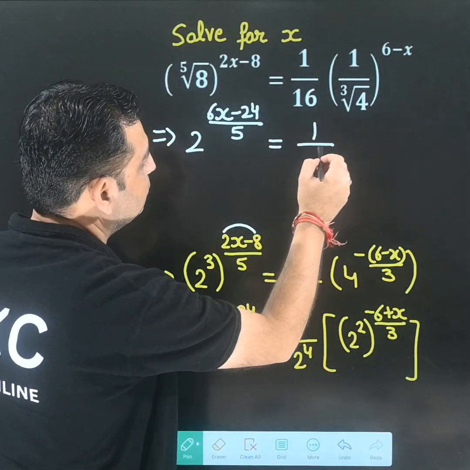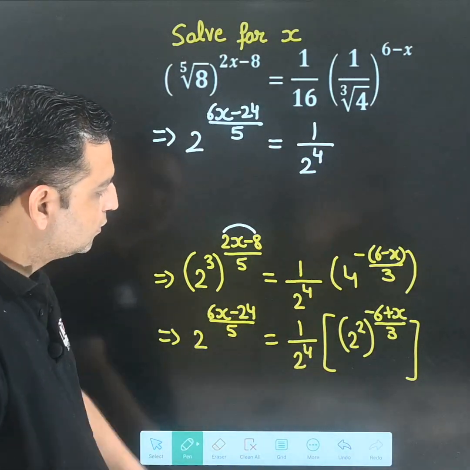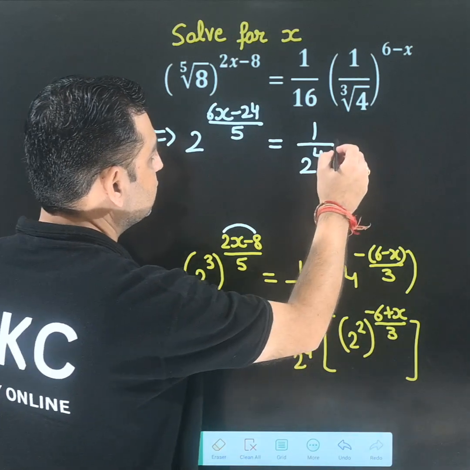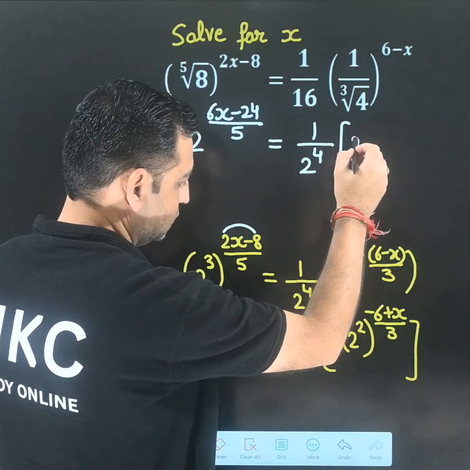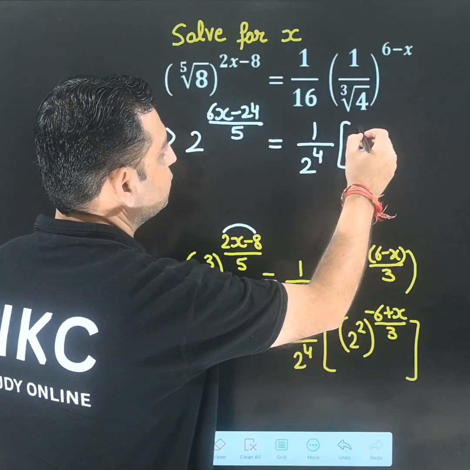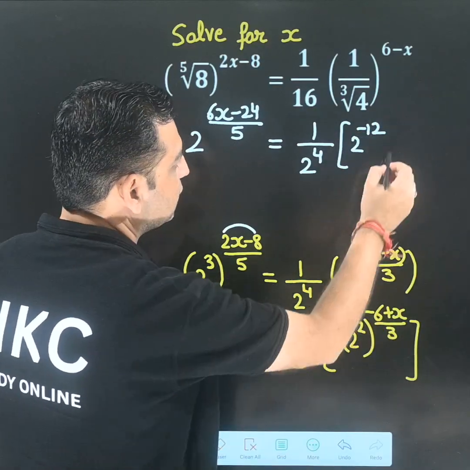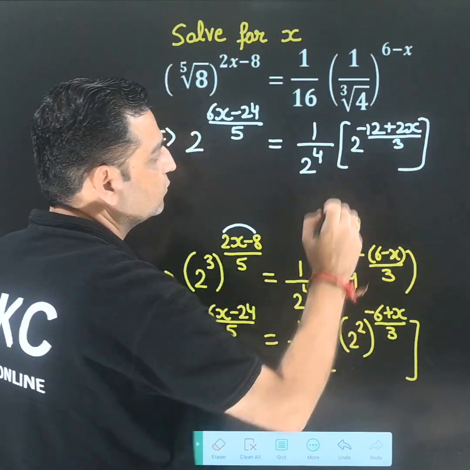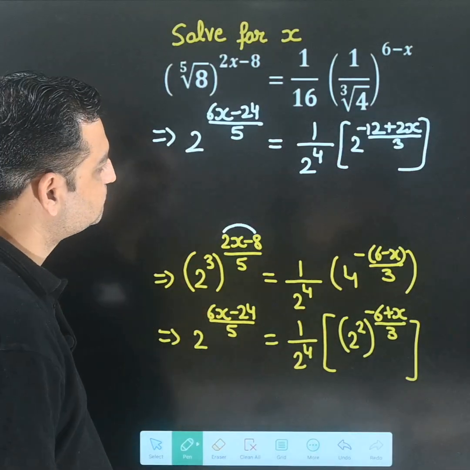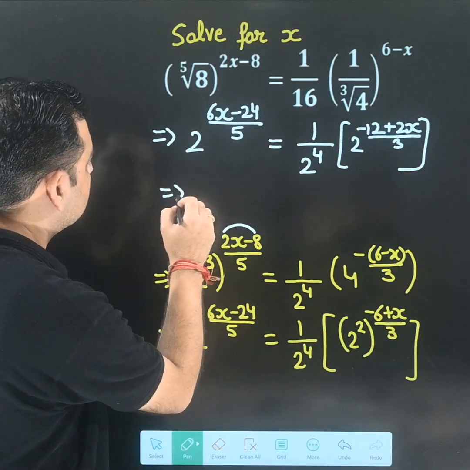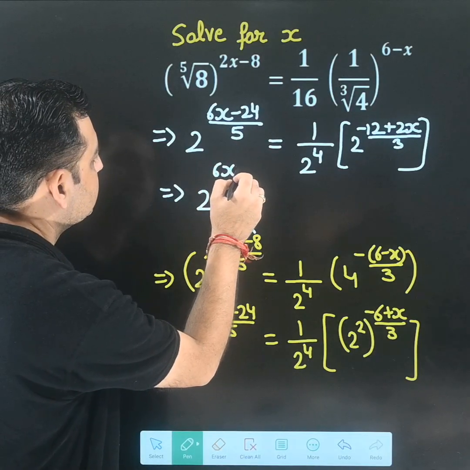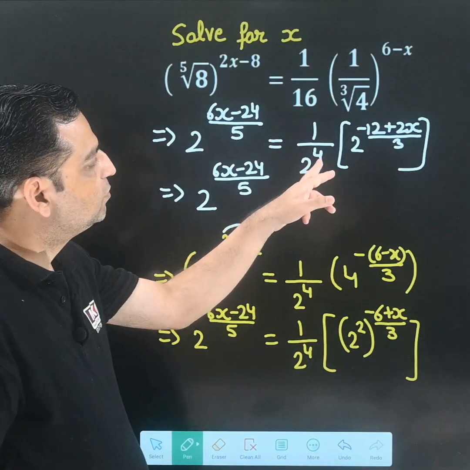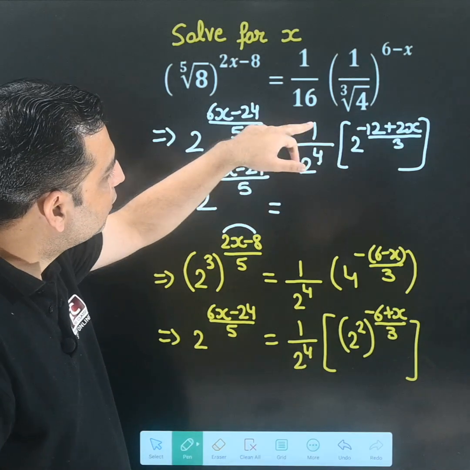1 over 2 power 4, right? Here this 2 is also going to be multiplied with minus x plus x. So what will I get? I'll get 2 to the power 2 times minus 6 is minus 12. 2 times x is plus 2x, and yes, to be divided by 3. This is what I am having. This whole is exponent. And now again I am writing 2 to the power 6x minus 24 upon 5. This power 4. See, I am having 1 over 2 power 4.